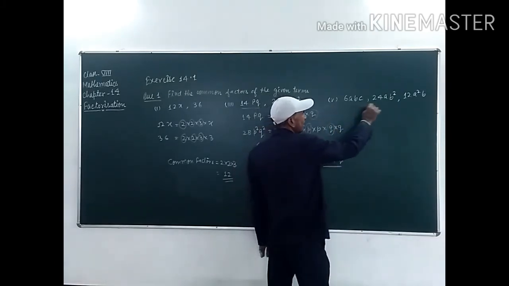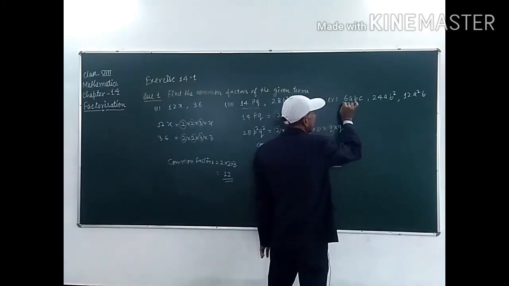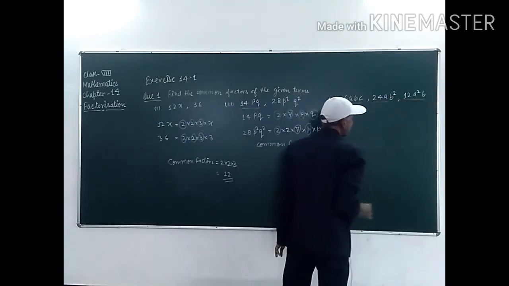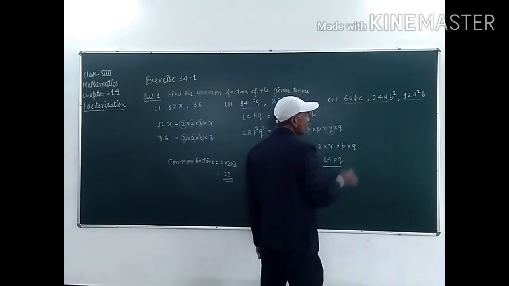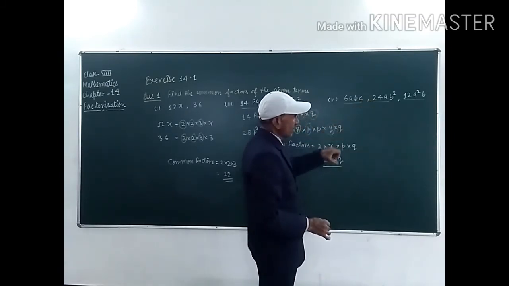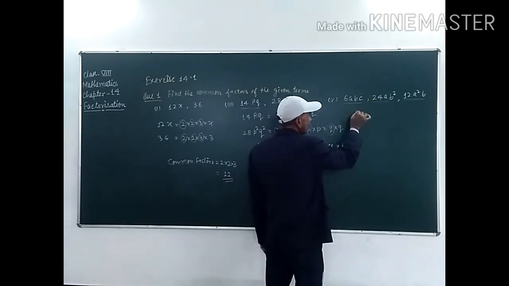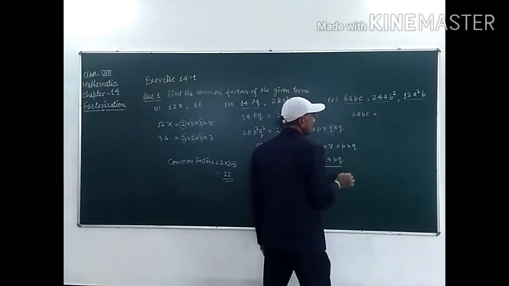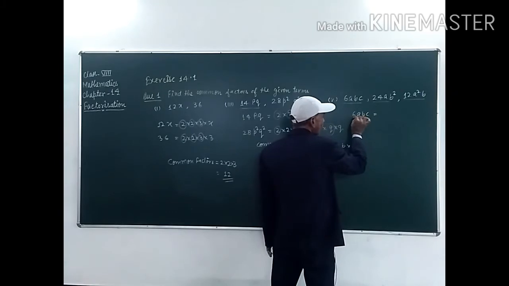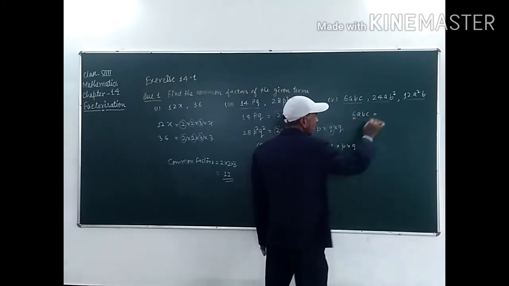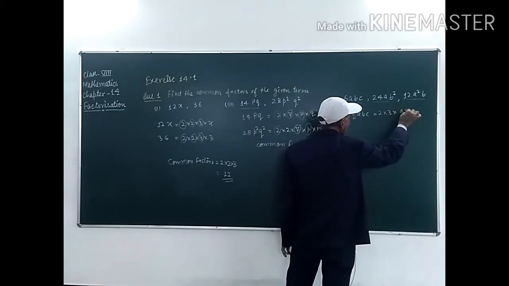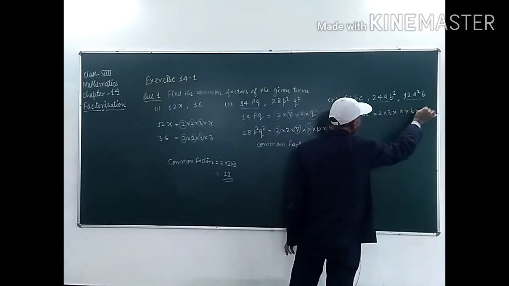So there are three terms, students. This is the first expression, second expression, and this one is the third expression. Find the factors of all the expressions first. So first, that is 6abc. It means, students, 6, what are the factors of 6? That is 2 into 3 into a into b into c.